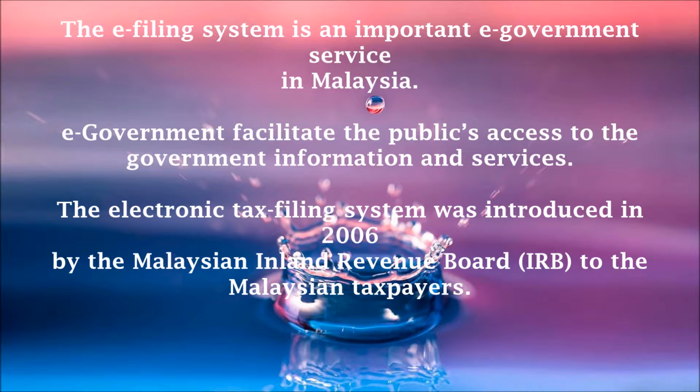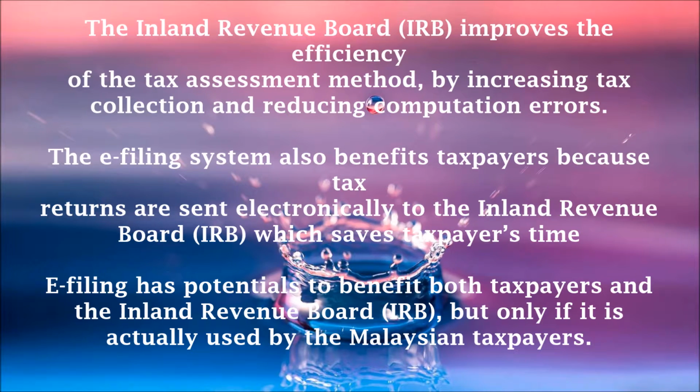Under the e-filing system, taxpayers need to fill the tax returns through the internet. Throughout this process, the system provides some guidance to the taxpayers on the correct information to include in the tax return. The system also calculates the amount of tax assessed based on the information that was provided in the tax return. So, through this electronic tax e-filing, the Inland Revenue Board improves the efficiency of the tax assessment method by increasing tax collection and reducing computation error.